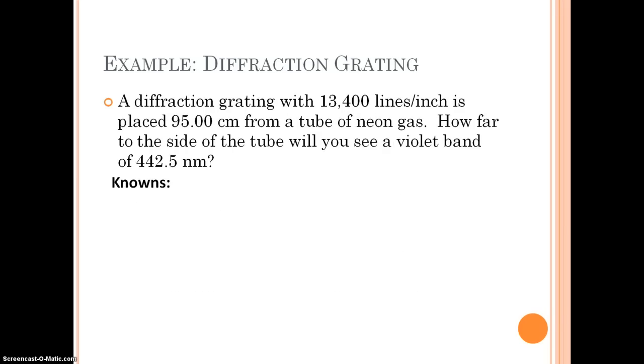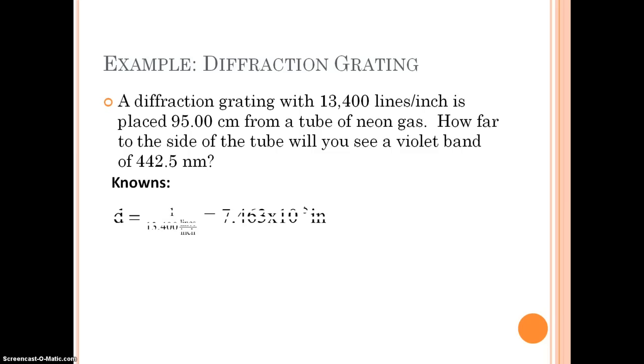Here we have a diffraction grating with 13,400 lines per inch. They give you the distance from the tube. In this case, it's neon gas. So how far to the side of the tube will you see a violet band of 442.5 nm? Remember, nm is nanometers. This is something that you've probably done in chemistry when you see the gas tubes and you look at them through a diffraction grating and you can see the lines split up. You see different little colors at different distances. You may or may not remember doing that, but that's a common chemistry thing to do.